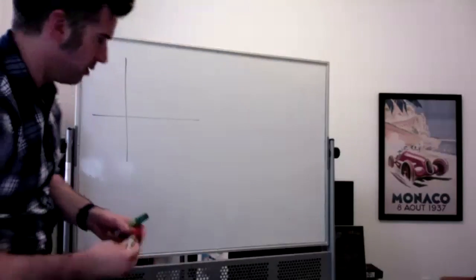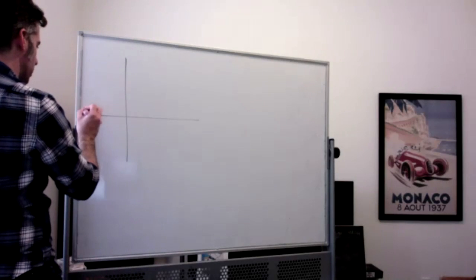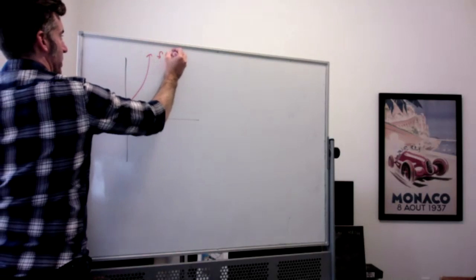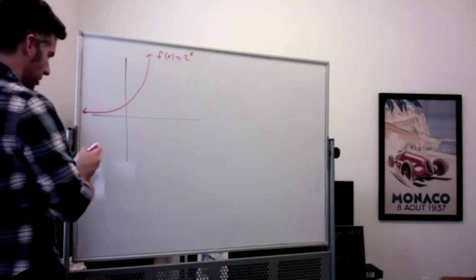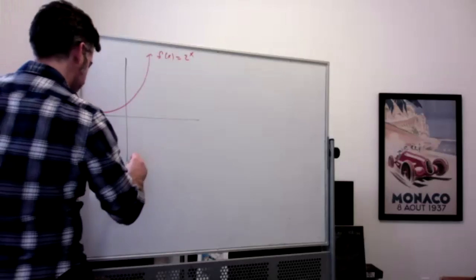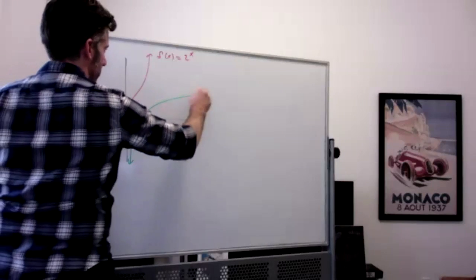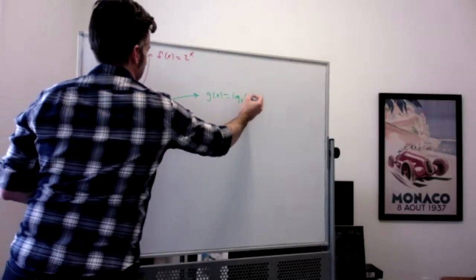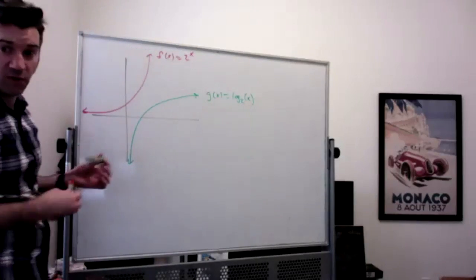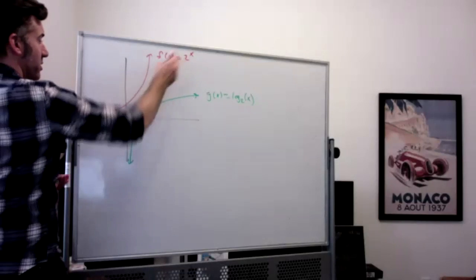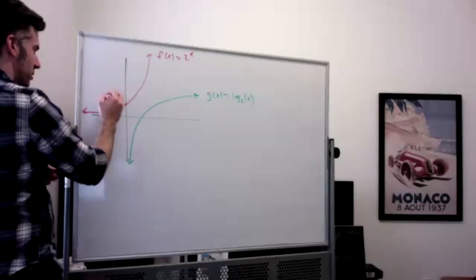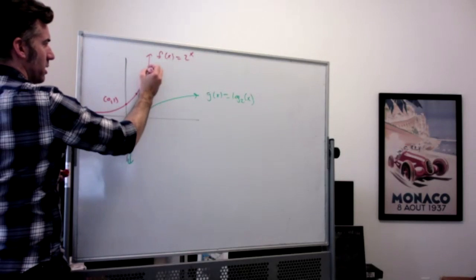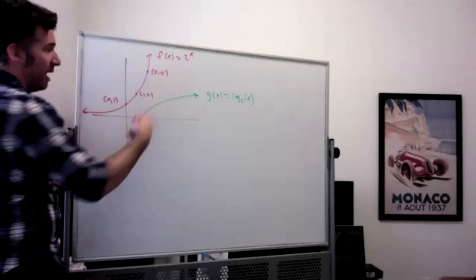Just as a reminder, here's the function essentially y equals 2 to the x, or f of x equals 2 to the x. And here's the function g of x equal to log base 2 of x. And I'll remind you some of the coordinates on these graphs. On this graph, you have the coordinates 0, 1, and 1, 2, and 2, 4, and 3, 8.